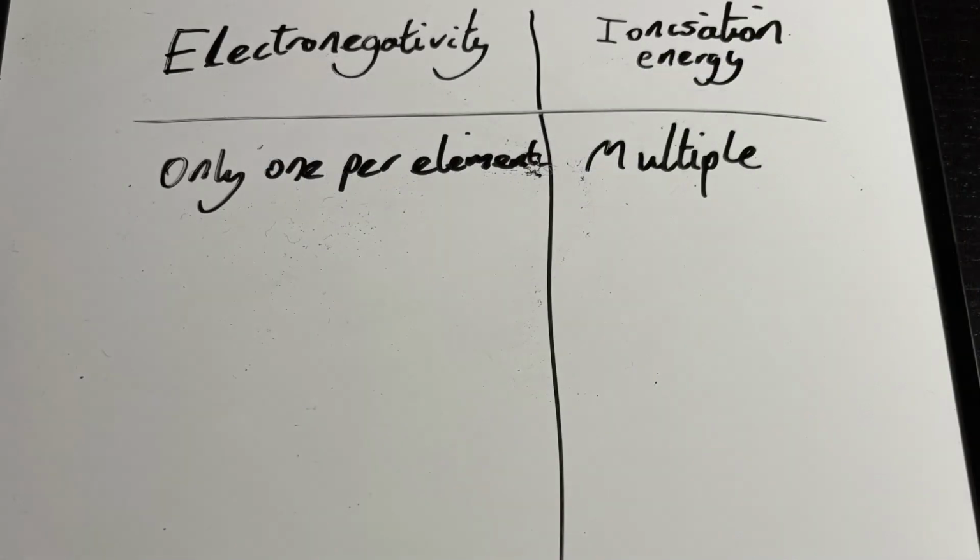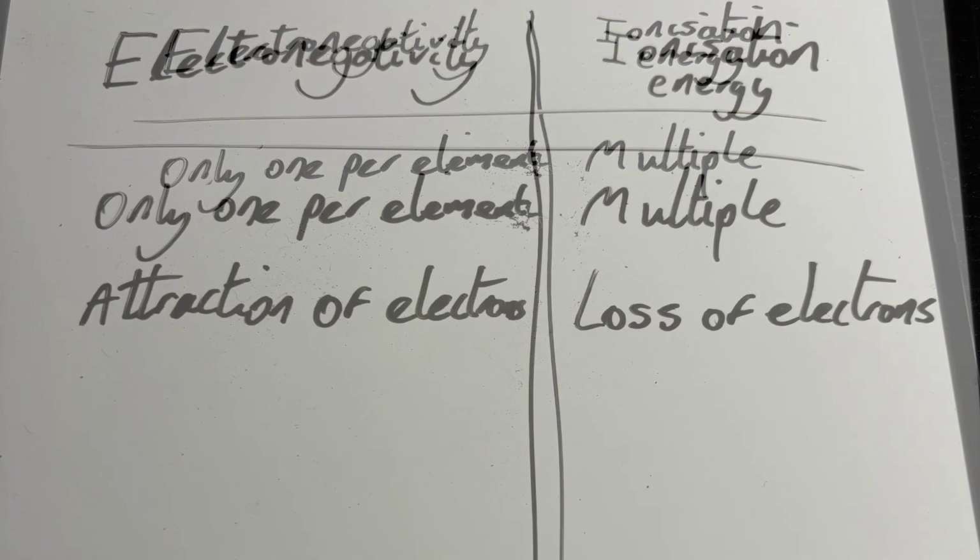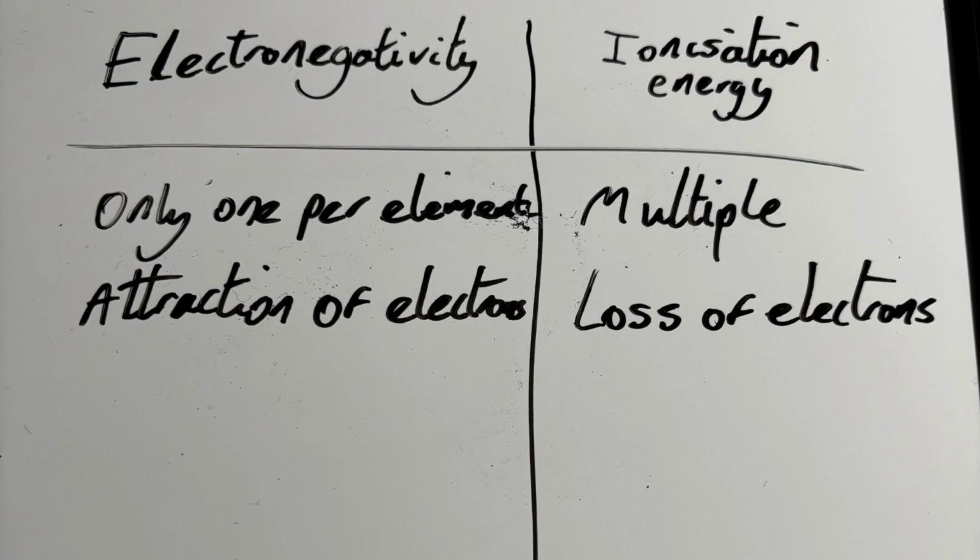Electronegativity, there's only 1 per element, whereas ionization energies you can have first, second, third, fourth, etc. Electronegativity is concerned with the attraction of electrons, whereas ionization energy is concerned with the loss of them.